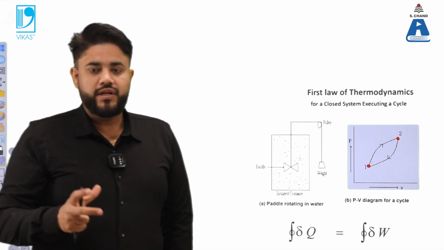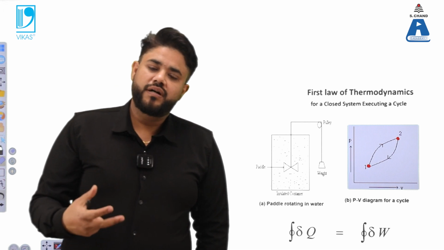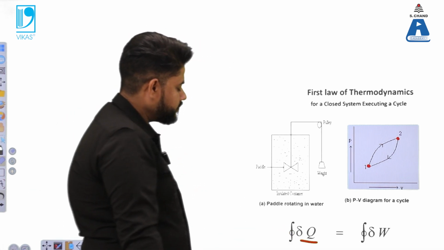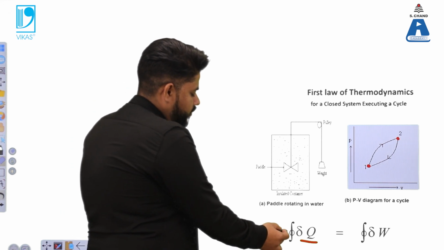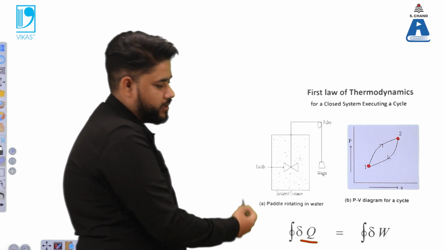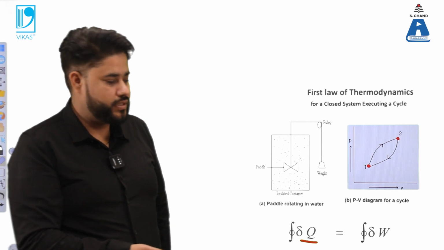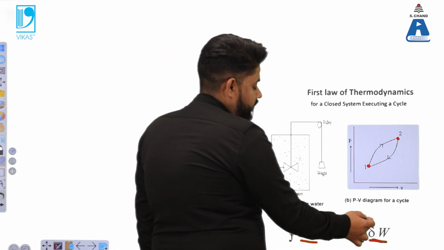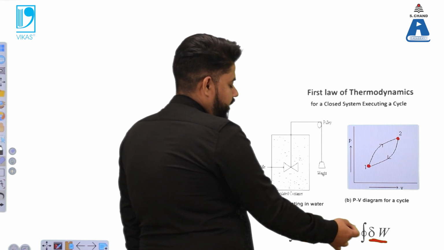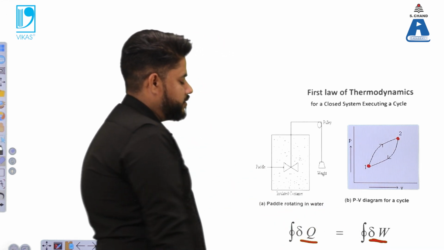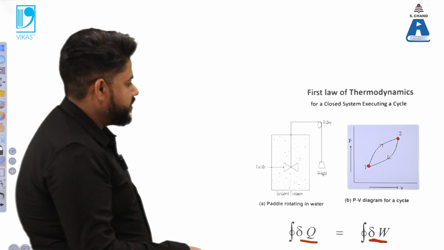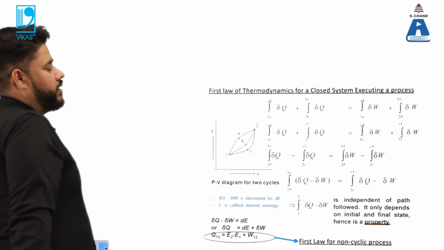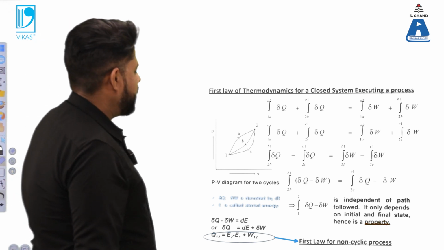The first law of thermodynamics states that energy and work are mutually convertible. So energy for the closed system, the integral with the circle indicates a closed system, and this delta W indicates the work done, and the equality indicates that there is an equivalence between the two. So how can we check, how can we prove that they are equivalent? That can be proved with the help of this mathematical explanation.